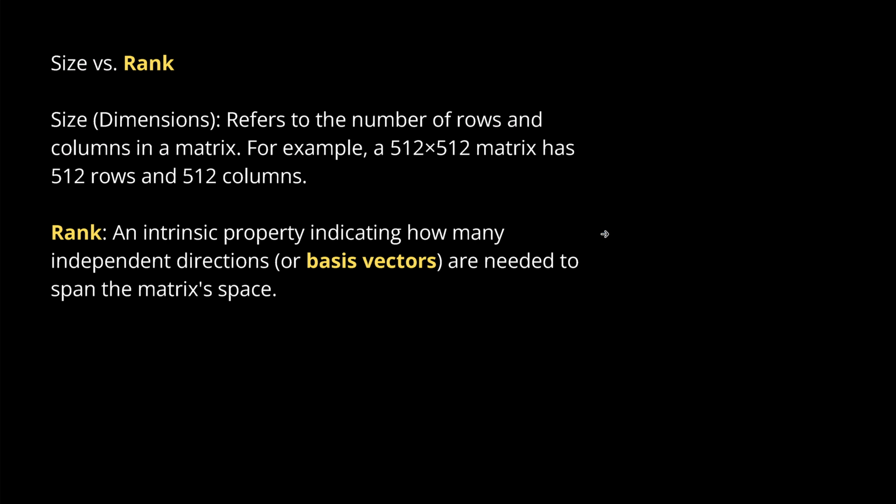Now there is a mistake that almost everybody makes, especially in the YouTube sector, when they try to explain LoRA, because they mix up the size and the rank. But you, as a subscriber of this channel, know better, because size refers to the number of rows and columns in a matrix. For example, a 512 times 512 matrix, you get it, 512 rows, 512 columns. A rank is something completely different. A rank is an intrinsic property indicating how many independent directions or basis vectors are needed to span the matrix space.